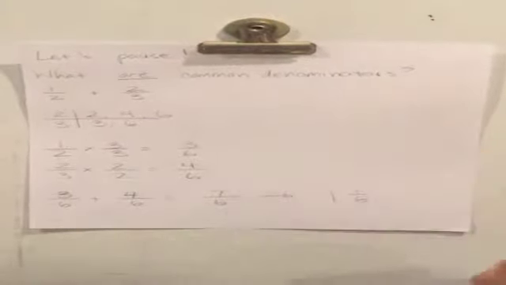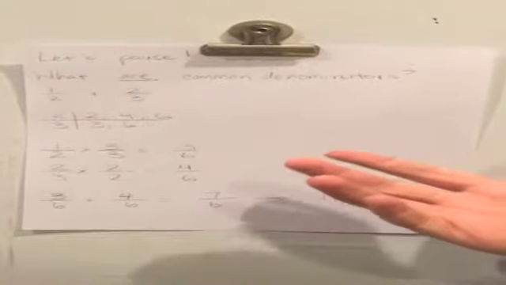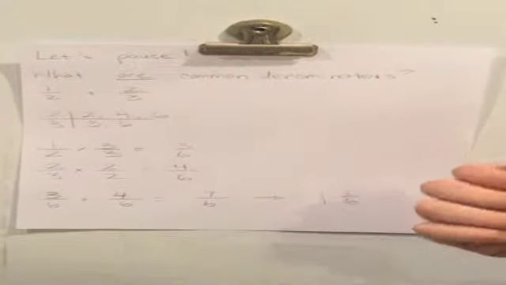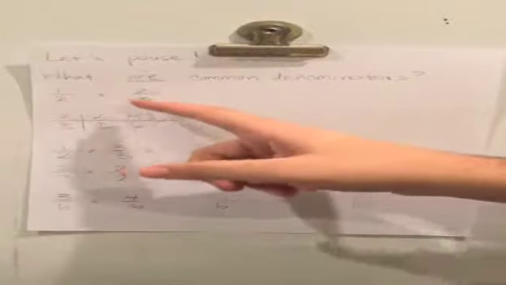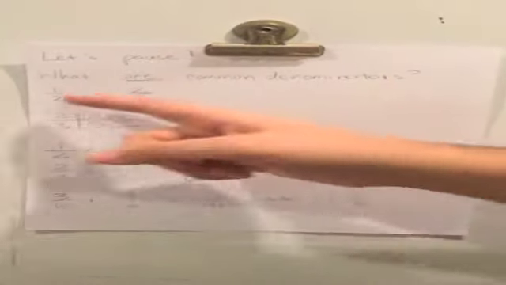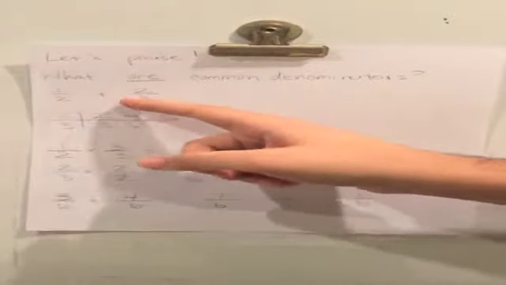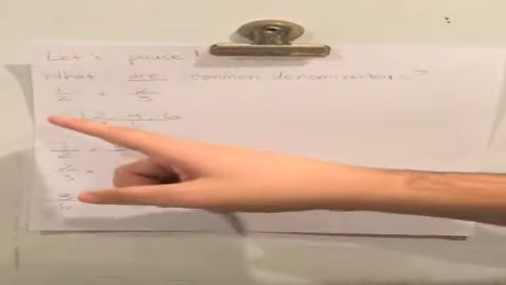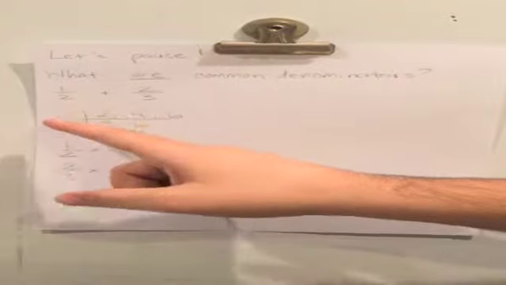In order to really understand what Pedro is doing, we have to pause. What are common denominators? Well, let's take this problem for instance. 1/2 plus 2/3. In order to add these fractions, we need to find a common denominator for 2 and 3. The way that we do this is we list out the multiples of 2 and 3.